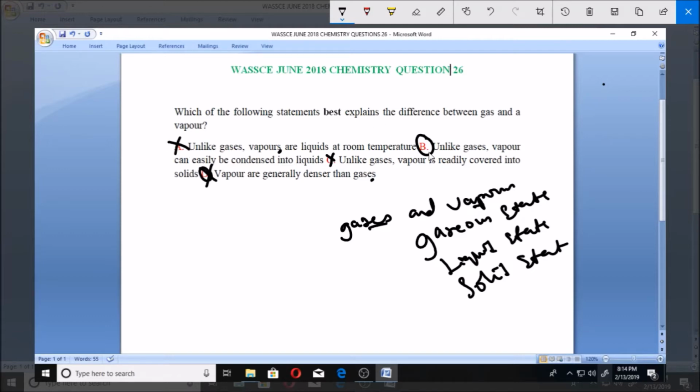So this makes B the most likely answer, or you can say the correct answer. Unlike gases, vapor can easily be condensed into liquids. So when you have your vapor, once you reduce the temperature, you can easily convert them to liquid. So that is it. Please, you can actually check this out on the states of matter, or matter as a topic, the initial topics in chemistry.